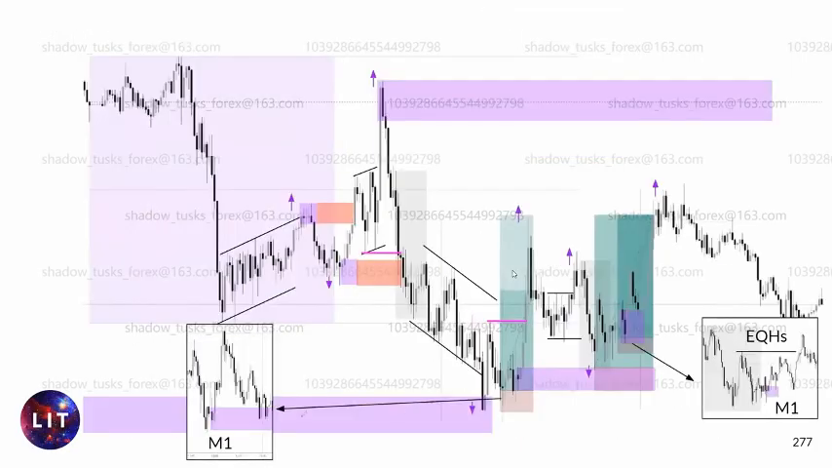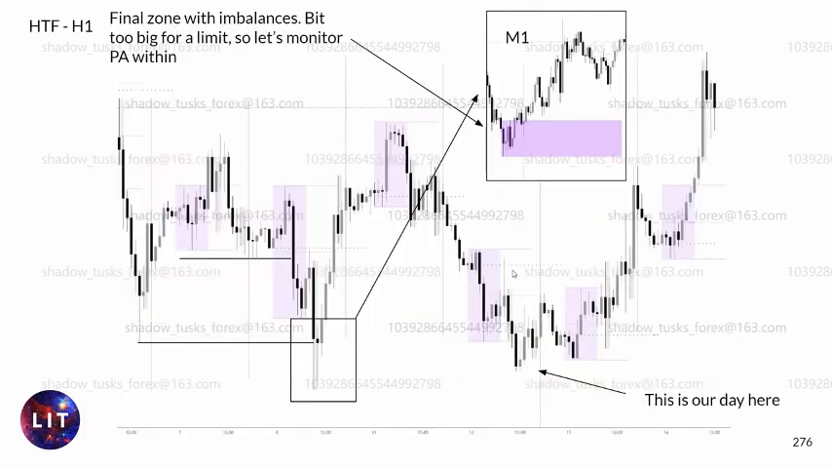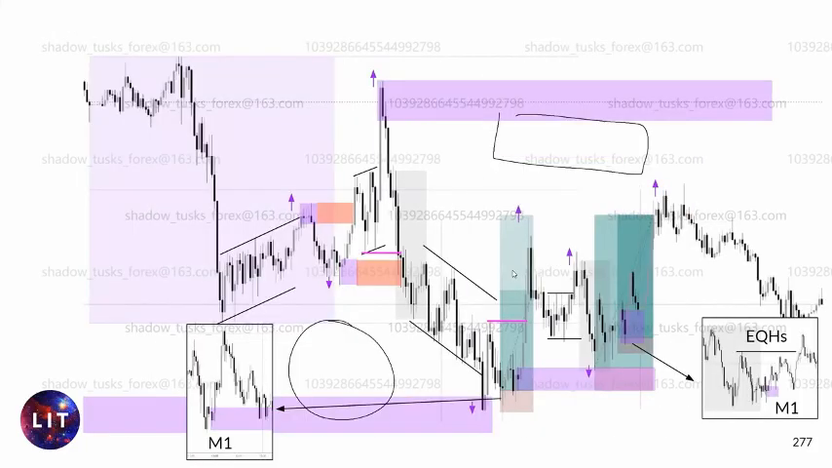So this right here is our overall limit. This is our refined zone, this one right here. So we can see, okay, price taps into that refined zone and then comes up, gives us the break of structure. Price comes back down.